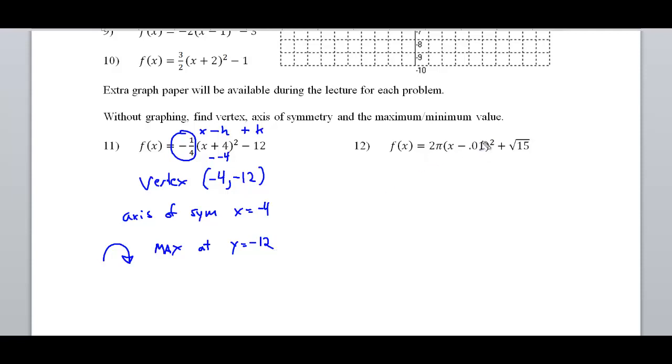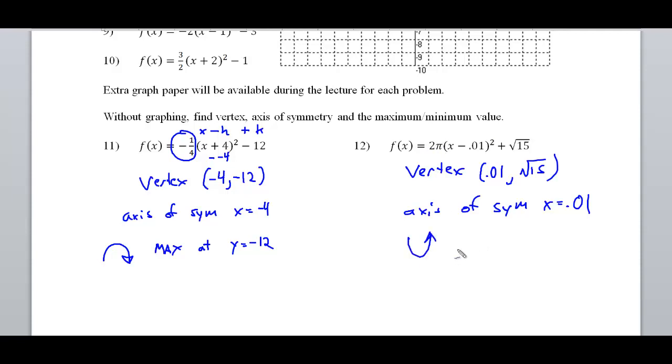Now, things just get weird over here, and the reason why it gets weird is because of the strange numbers here, but don't let it fool you, because the vertex is going to be, see, I've got x minus 0.01, so there's my x value, 0.01, and my y value is going to be square root of 15. See, there's my vertex, and now everything else kind of fits the bill over here. Axis of symmetry being x equals 0.01, and then since the 2 pi is a positive number, this is going to be a smile, so you're going to have a minimum at y equals the square root of 15.